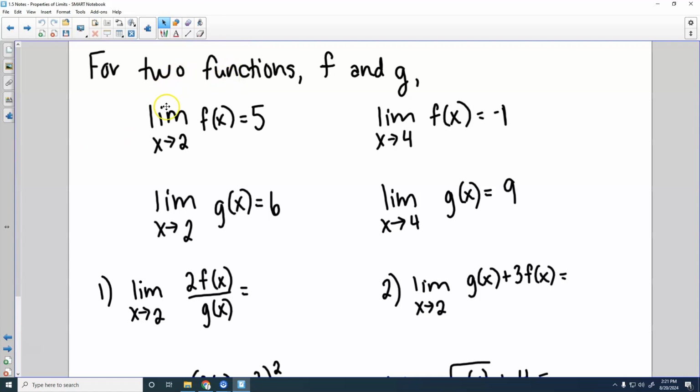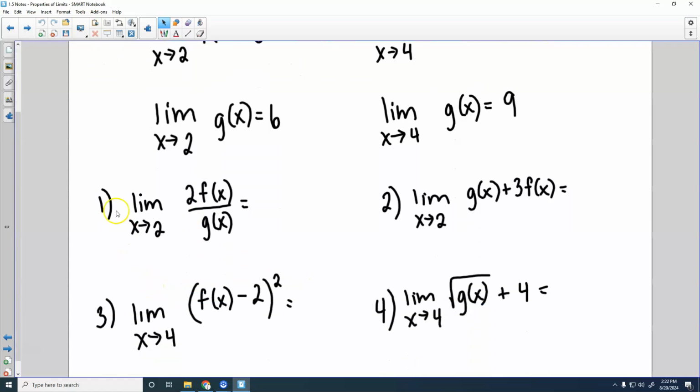So they are telling us, we don't know what f of x is. It's some mystery function. We don't know what g of x is. It's some mystery function. But I do know that the limit as x approaches 2 of f is 5. The limit as x approaches 4 of f is -1. And I know that the limit as x approaches 2 of g is 6. And I know the limit as x approaches 4 of g is 9, right?